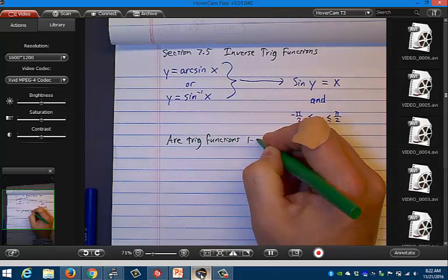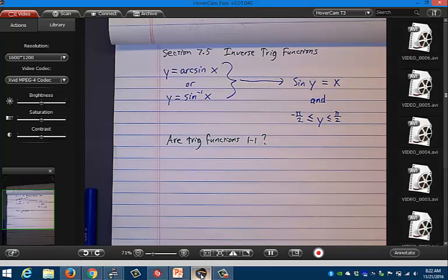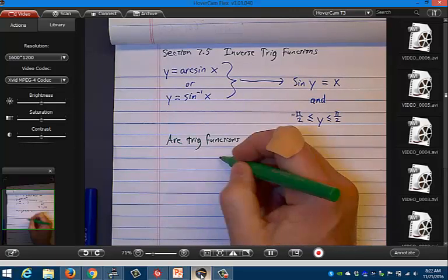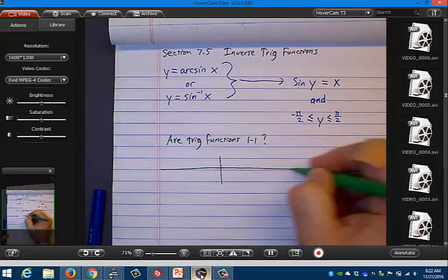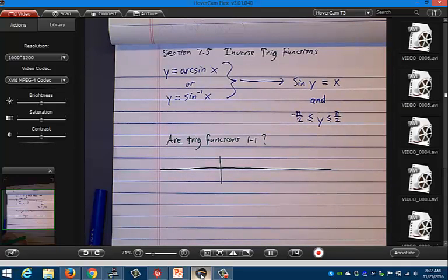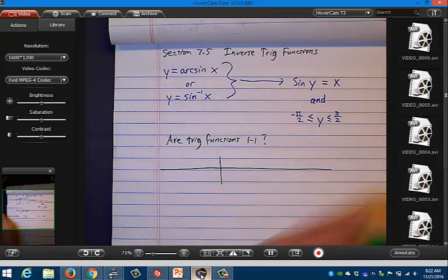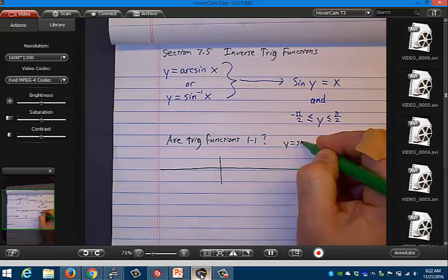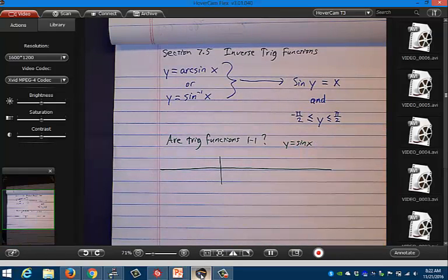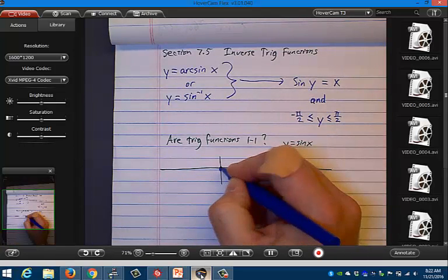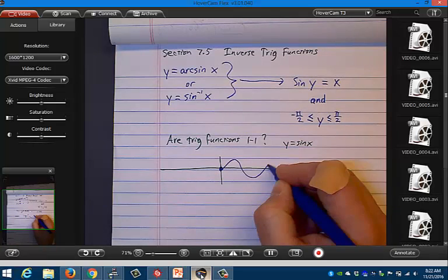And that goes for any trig function, right? So you could argue that initially a trig function won't have an inverse because it doesn't pass the horizontal line test, right? If I graph the sine function, let me do that. If I graph y equals sine of x, well, it looks kind of like this. It goes through 0, 0. It's an odd function, right?